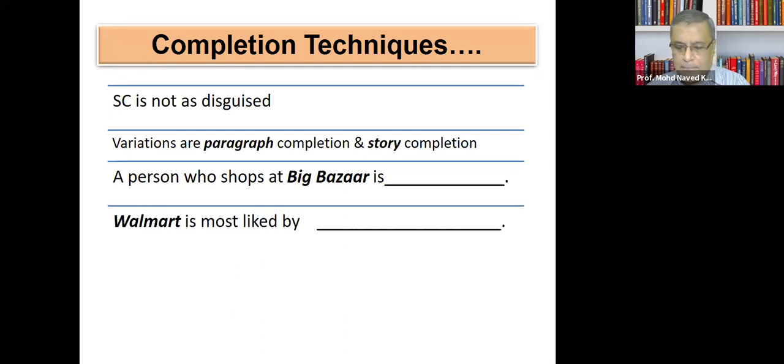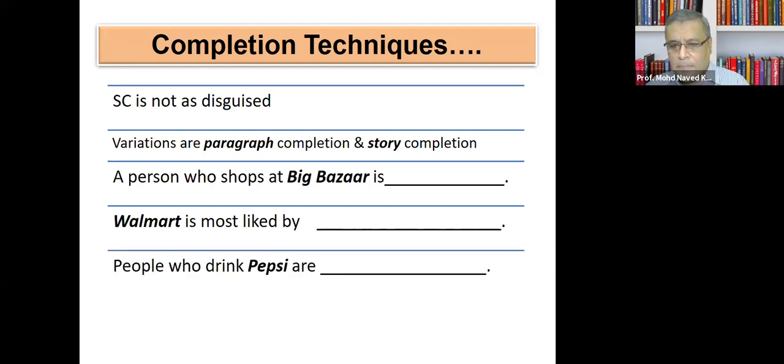Another example can be: Walmart is most liked by. In this case, that can help you in understanding what kind of thinking people have regarding Walmart based upon this response. Then another possibility: people who drink Pepsi are. This is again a sentence completion format, or this technique being used in this format.